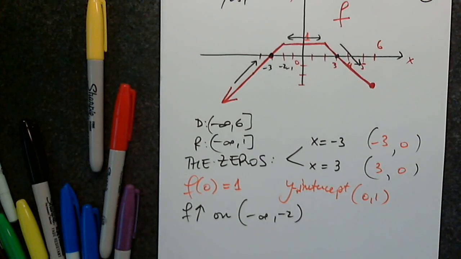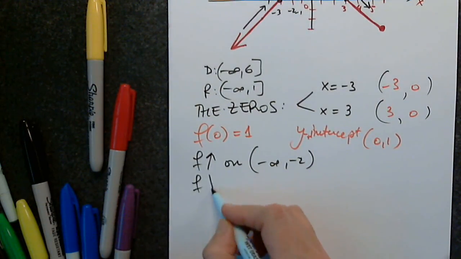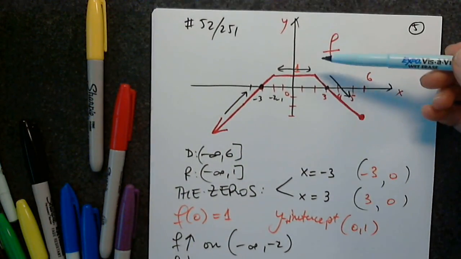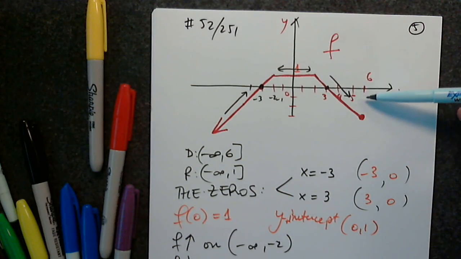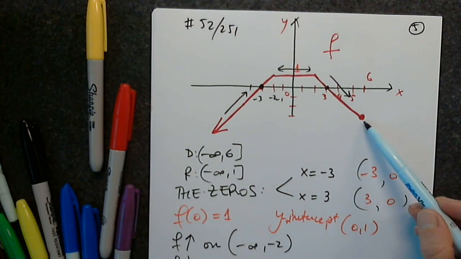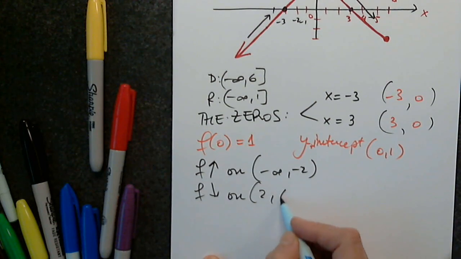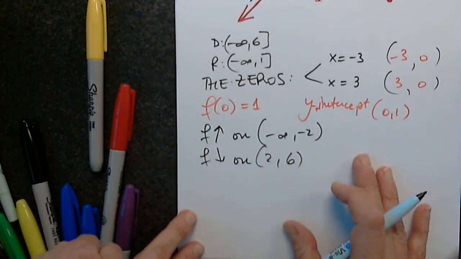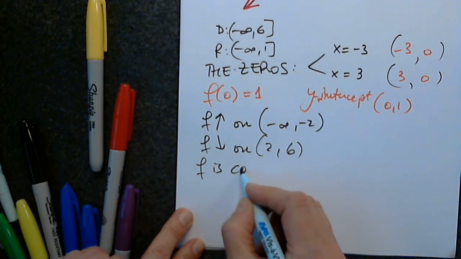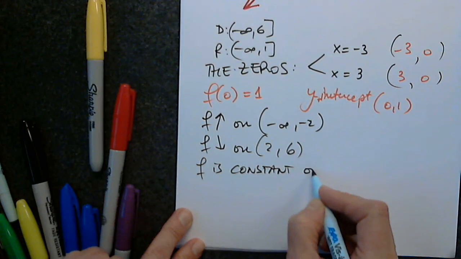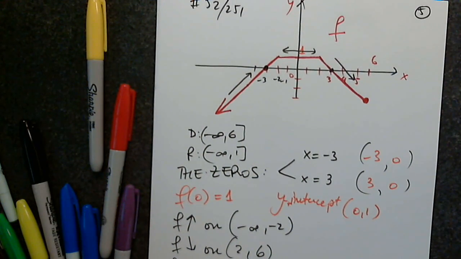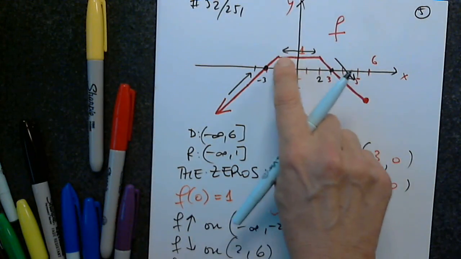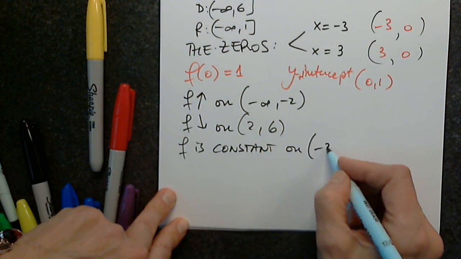Intervals on which f is decreasing. Careful. 2, exactly, till 6, because it's a full point. Very good. So 2 to 6. Intervals on which f is constant. F is constant on... very good, on -2 to 2.